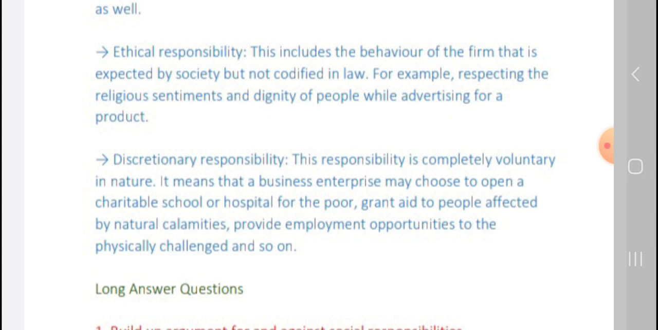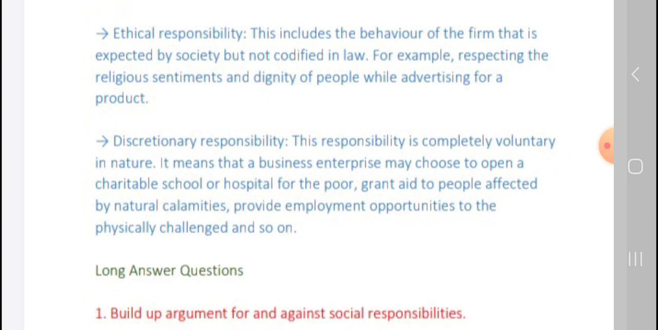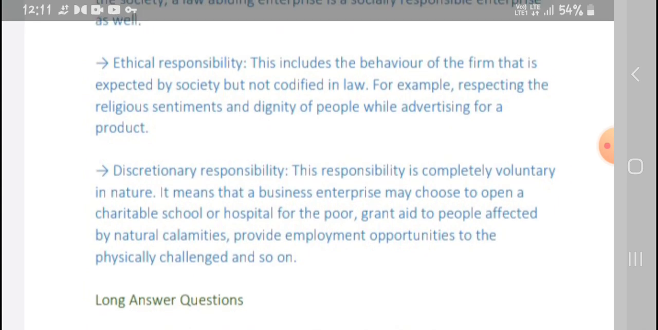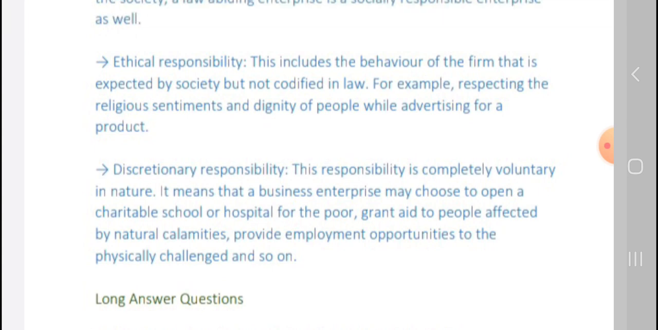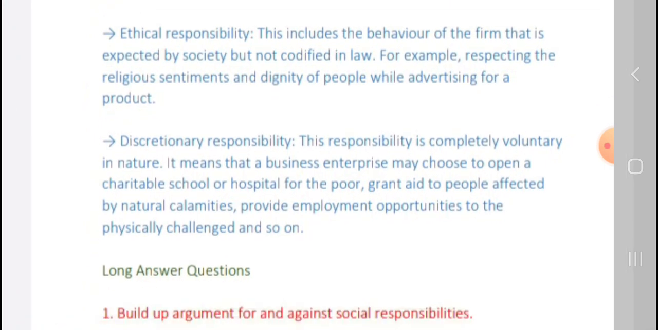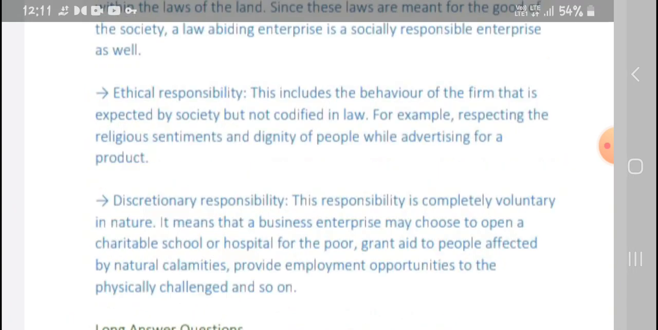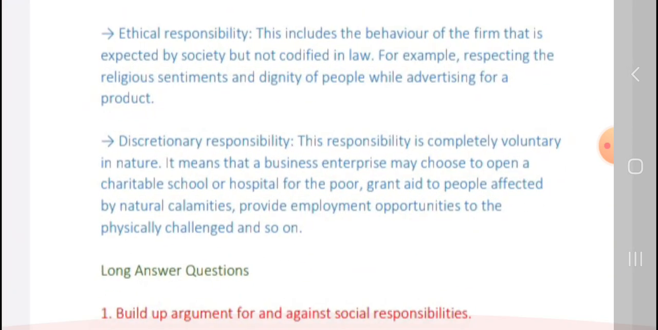Next is the voluntary responsibility. This responsibility is completely voluntary in nature. It means that a business enterprise may choose to open a charitable school or hospital for the poor, grant aid to people affected by natural calamities, provide employment opportunities and other things.